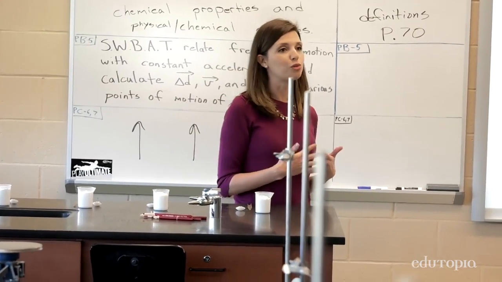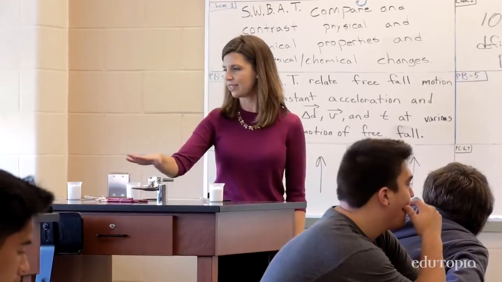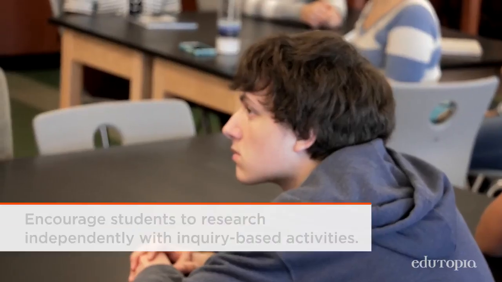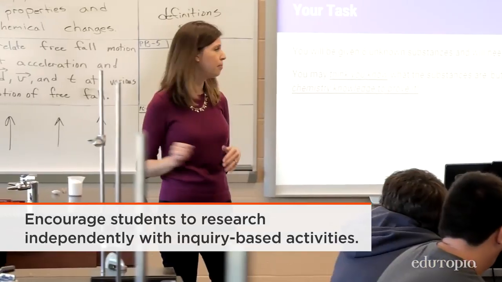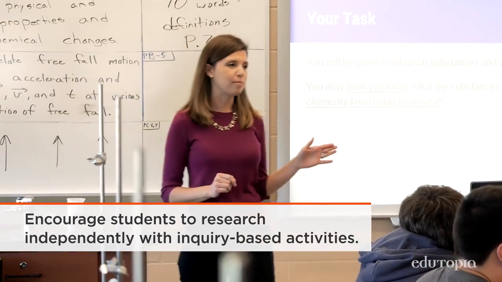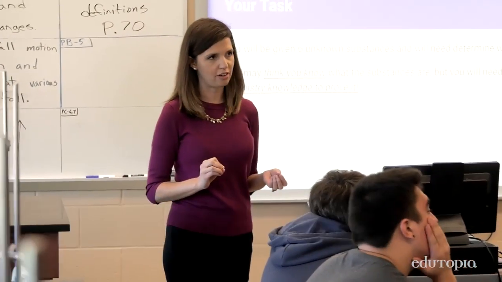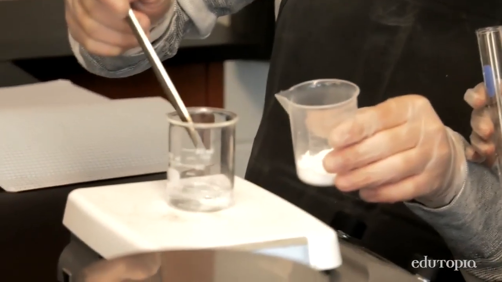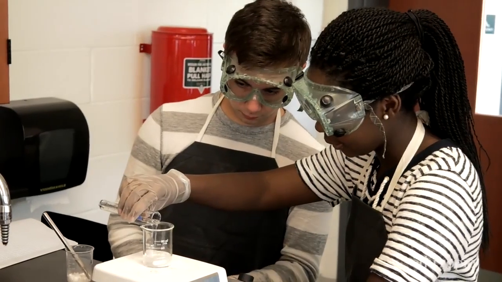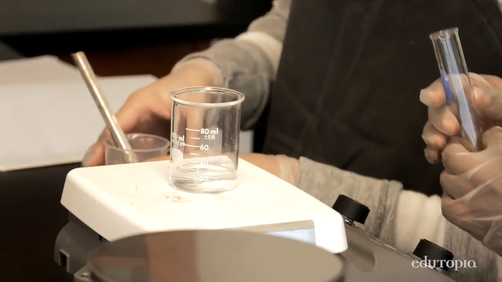You're really figuring out what they've understood. We have 6 unknowns. You might think you know what they are just by looking at them, but now you're going to have to use your knowledge of chemistry to prove what they are. All the substances look exactly the same. They were white, they were powdery. Right off the bat we knew, well, they're not malleable, they're not ductile.